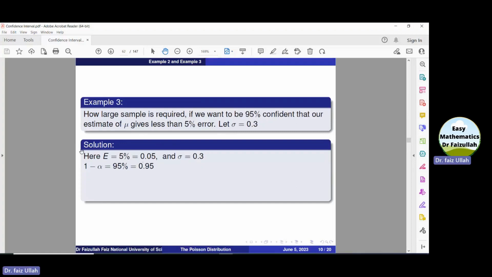And we need 95% confidence. So put 1 minus alpha is equal to 95%, which is equal to 0.95. From this, get the value of alpha and then alpha by 2. Substitute that value here and we get z 0.025. From the table of normal distribution, we get the value which is 1.96. Now just put values in this formula and simplify this. So we get the solution that n is equal to 138.